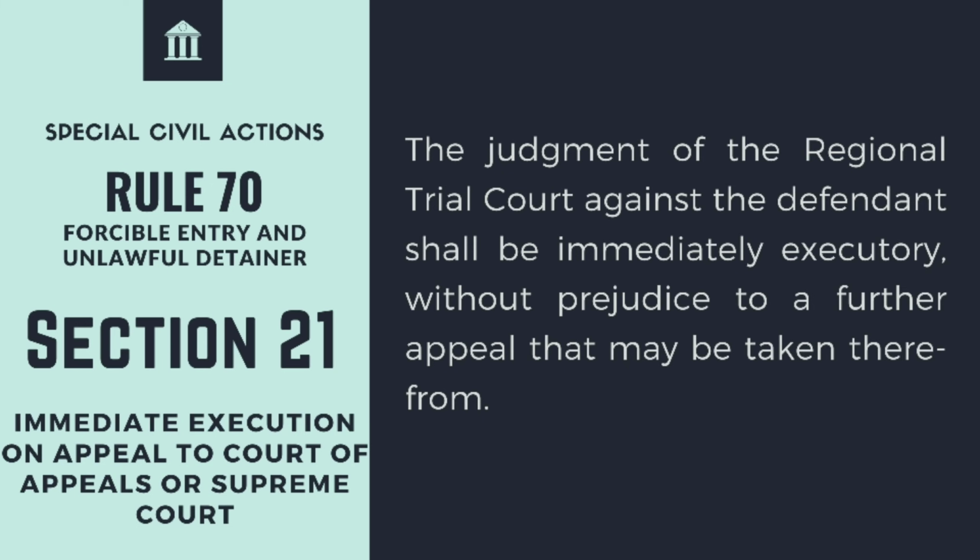Section 21. Immediate execution on appeal to Court of Appeals or Supreme Court. The judgment of the regional trial court against the defendant shall be immediately executory, without prejudice to a further appeal that may be taken therefrom.